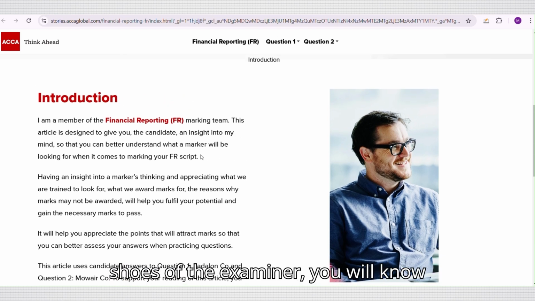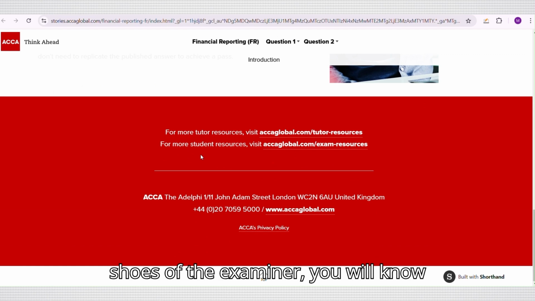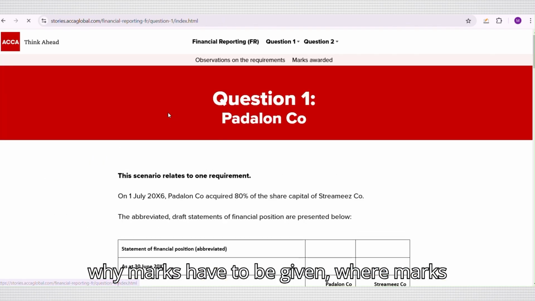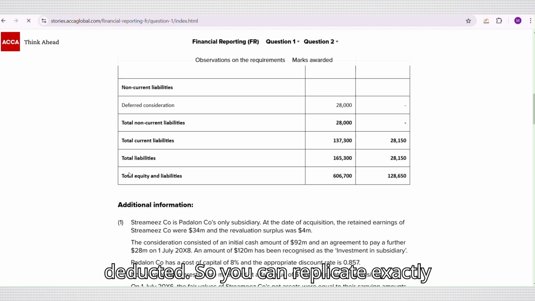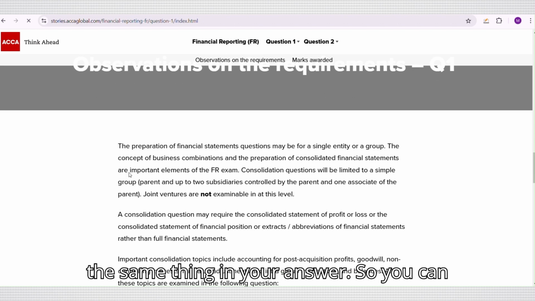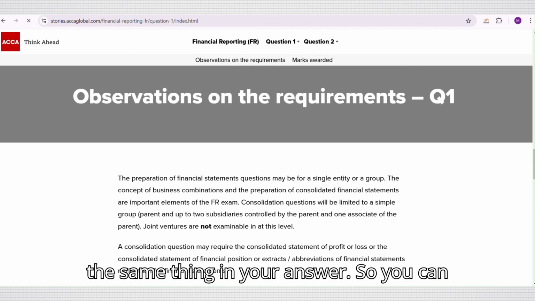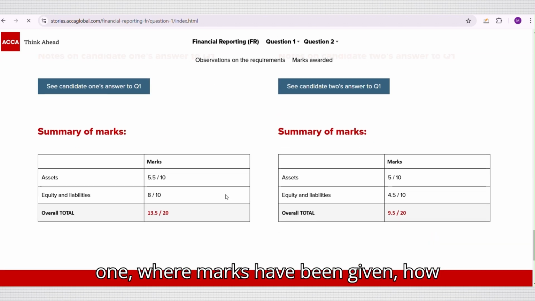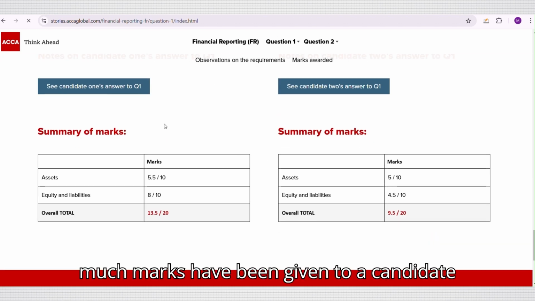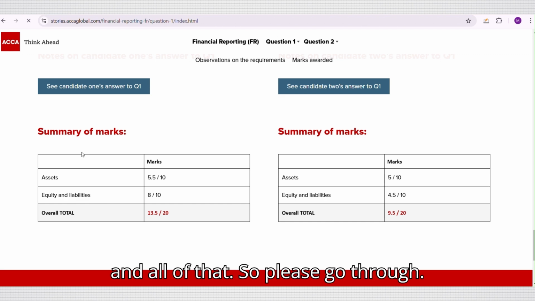When you're stepping into the shoes of the examiner, you will know why marks have to be given, where marks have to be given, why marks have to be deducted. So you can replicate exactly the same thing in your answer. So you can see there are observations on question 1, where marks have been given, how much marks have been given to a candidate, and all of that. So please go through this document.